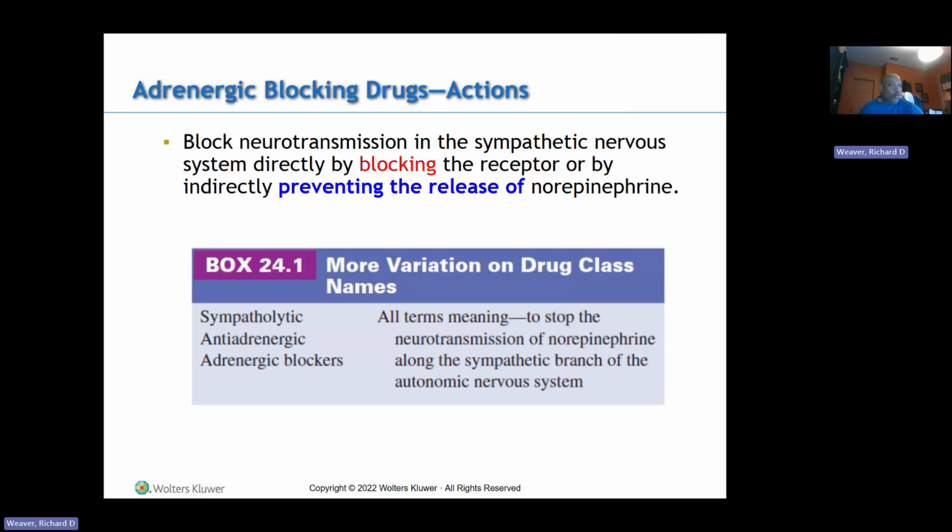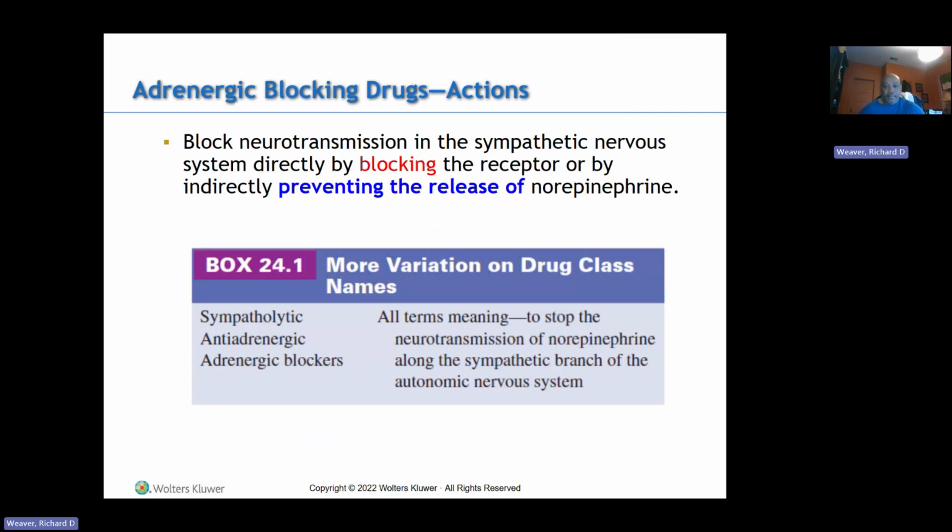Now, in box 24.1, look at the different terms here. Sympatholytic, anti-adrenergic, or adrenergic blockers are all terms meaning to stop the neurotransmission. They're all used pretty much the same, though some of the terms I've just used more frequently. So all terms meaning to stop the neurotransmission of norepi along the sympathetic branch of the autonomic nervous system.